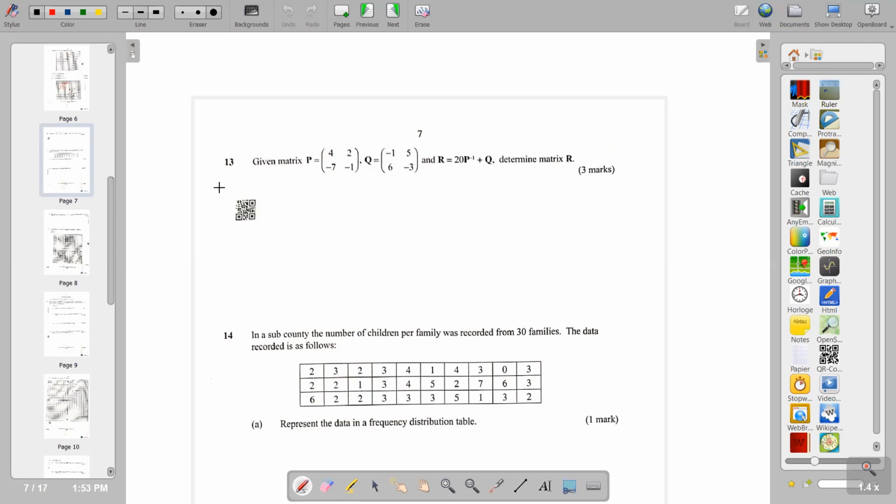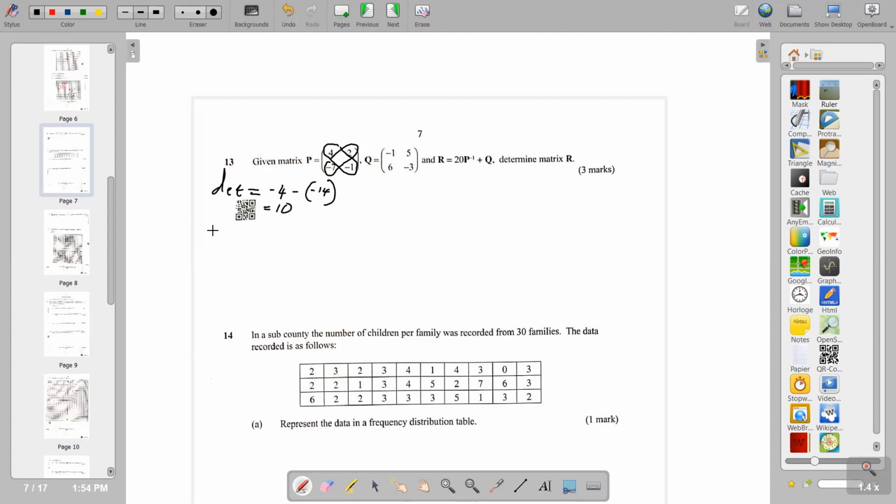For you to get the inverse of P, the first thing is you get the determinant. The determinant is the product of the leading diagonal minus the product of the secondary diagonal. The leading diagonal is this one. So the product is 4 times -1, that is -4. Then you subtract the product of the secondary diagonal, which is 2 times -7, that is -14. That is the same as -4 plus 14, so you're going to get 10.